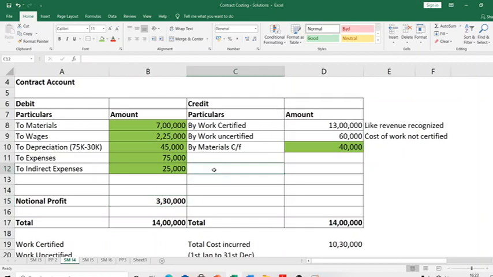Now, before I discuss a little further about that work uncertified, one more point I should say is, why is this called notional profit? And if it comes here, it will be called notional loss. Why is this called notional profit, notional loss? The reason is, actually speaking, work is not completely over and you have not completely finished your responsibilities, and your customer has not completely given you money. So everything is not, it's not like a product sold.